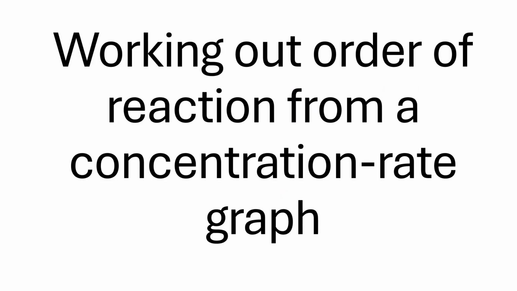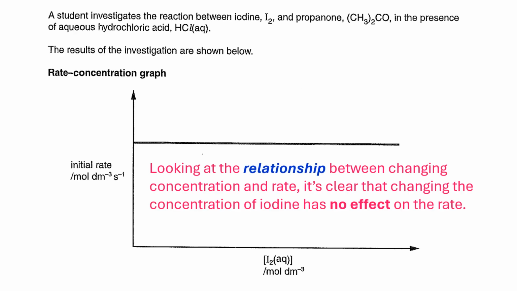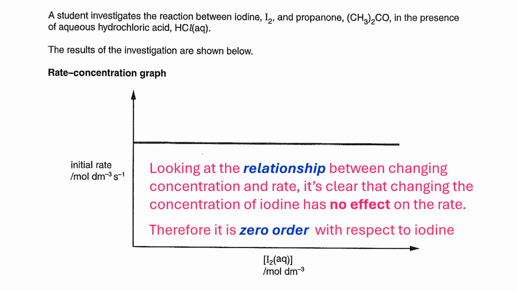So let's start with working out the order of a reaction from a concentration rate graph. You can see that the relationship between the change in concentration of iodine and the rate is such that iodine actually has no effect on the rate because it's just a straight horizontal line. So that means it must be zero order with respect to iodine.